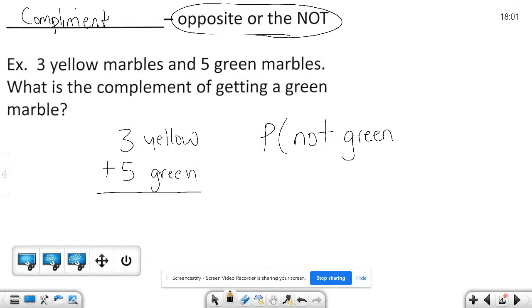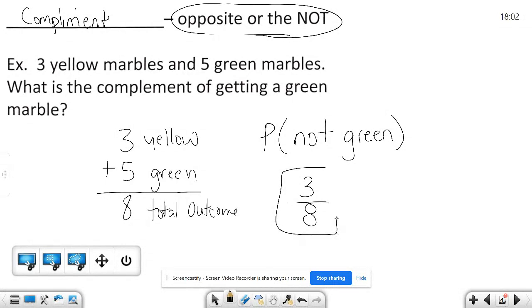So yes, it is asking for the probability. So this is how you would write it. You would write the P, open parentheses, and write not green in there. Well, how many are not green? There are 3 that are not green, and there are 8 total. That's your total outcomes. Because if I were to pull those out, there are 8 in there. So the probability of me not getting a green is 3/8. Complement means the opposite, or the not. So keyword in here, what is the complement? Well, you need to know that means not.